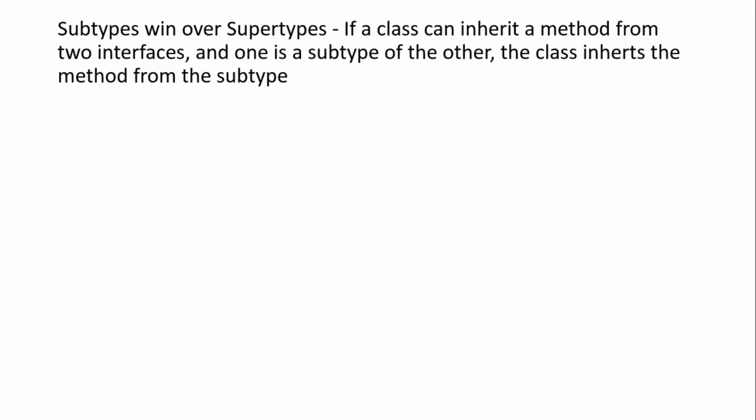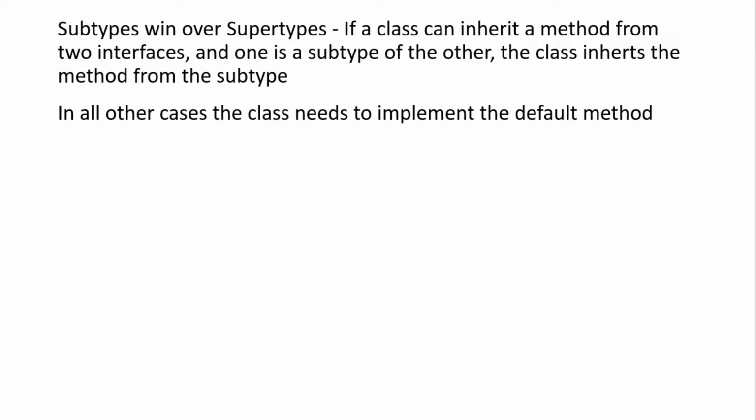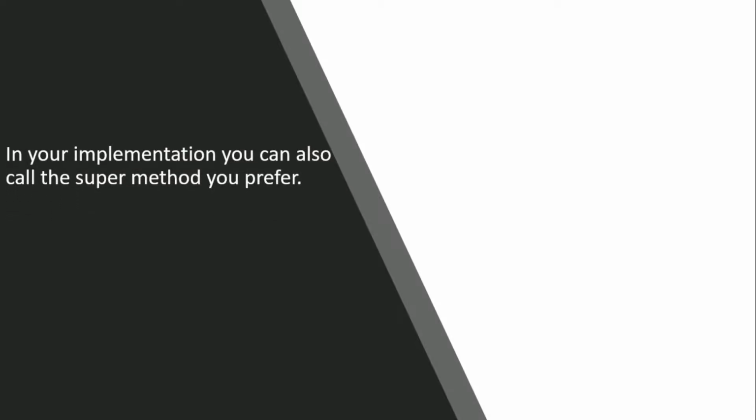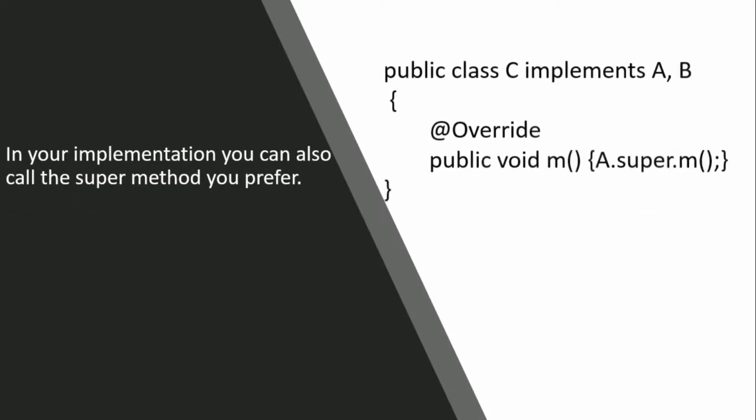Subtypes win over supertypes. If a class can inherit a method from two interfaces, and one is a subtype of the other, the class inherits the method from the subtype. In all other cases the class needs to implement the default method. The following listing demonstrates listing number 3. In your implementation you can also call the super method you prefer. Public class C implements A, B. @Override. Public void m, A.super.m.